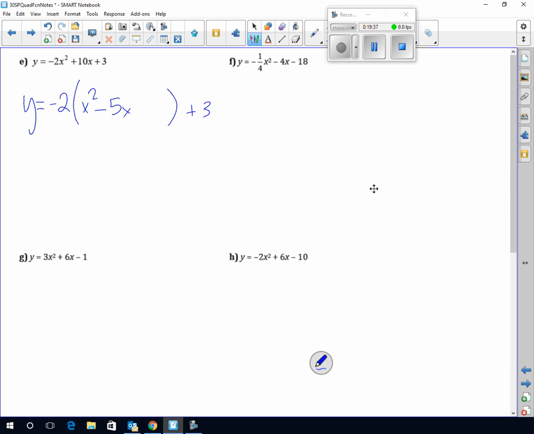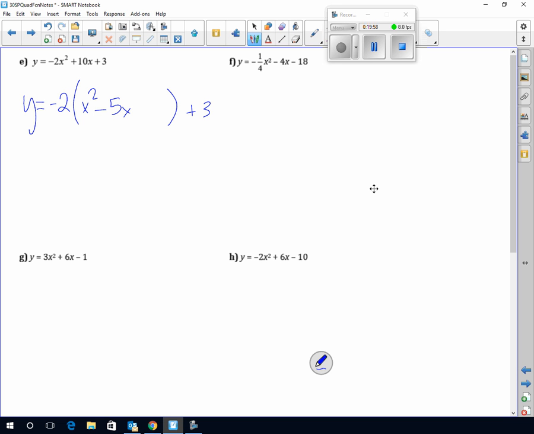Watch. Negative 2 times x squared is negative 2x squared. Negative 2 times negative 5x is positive 10x, you see? And then I just have the plus 3 at the end, out of the brackets, right? You have to do that step because that's where you're going to start the mistake, and then you do the rest of it wrong, right?